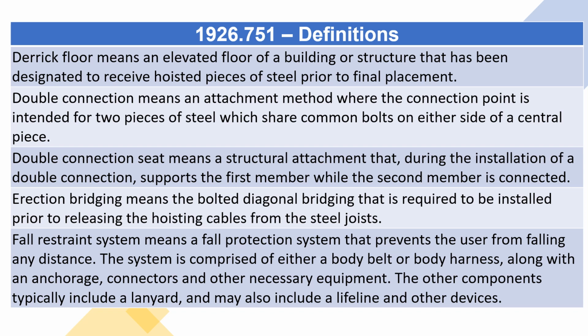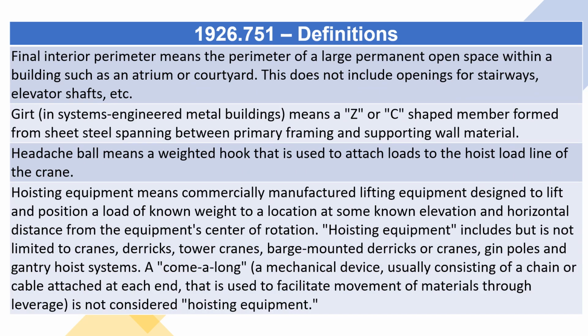Erection bridging means the bolted diagonal bridging that is required to be installed prior to releasing the hoisting cables from the steel joists. Fall restraint system means a fall protection system that prevents the user from falling any distance. The system is comprised of either a body belt or body harness, along with an anchorage, connectors, and other necessary equipment. The other components typically include a lanyard, and may also include a lifeline and other devices. Final interior perimeter means the perimeter of a large permanent open space within a building such as an atrium or courtyard. This does not include openings for stairways, elevator shafts, etc.